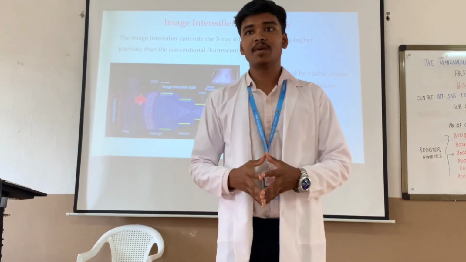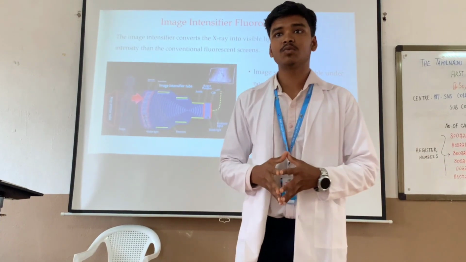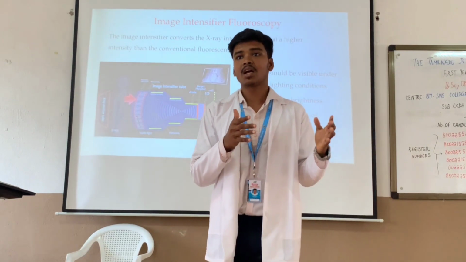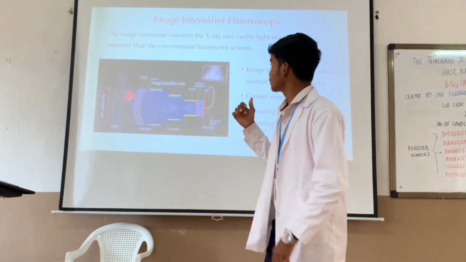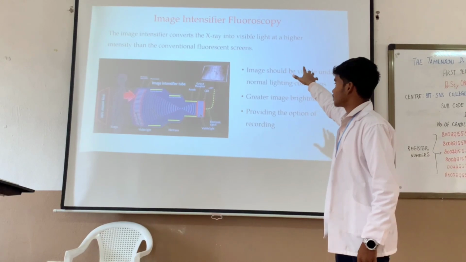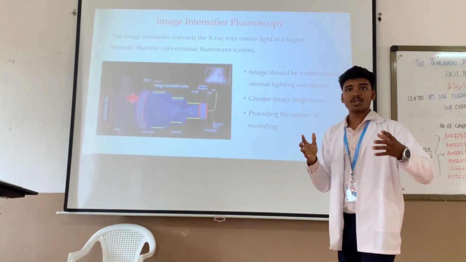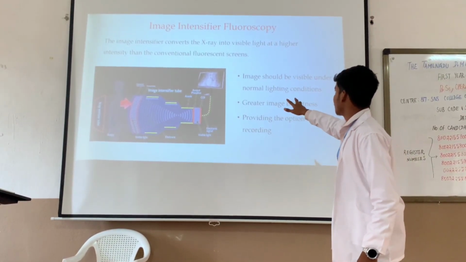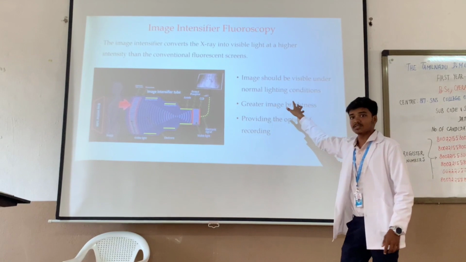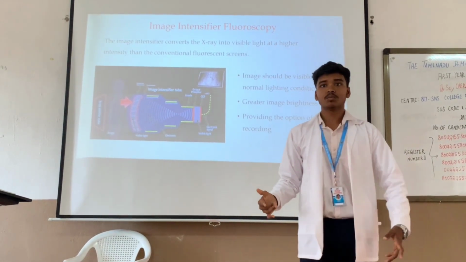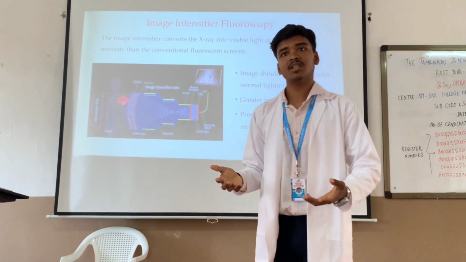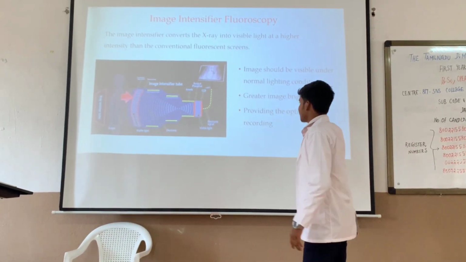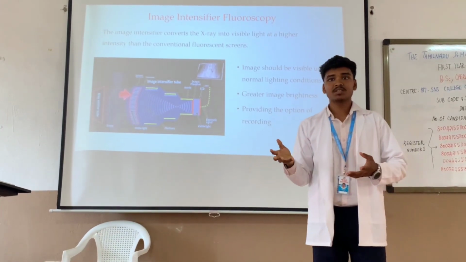Where you can record the image, and the image quality is good. This is the reason for developing conventional fluoroscopy into image intensifier fluoroscopy. The image intensifier converts the X-ray into visible light, the same as the fluorescent material but at a higher intensity than conventional fluoroscopy. So the image is visible under normal lighting conditions. You don't need a dark room; you can see the images in a normal lit room. There is also greater image brightness, so you can adjust the brightness of the image.